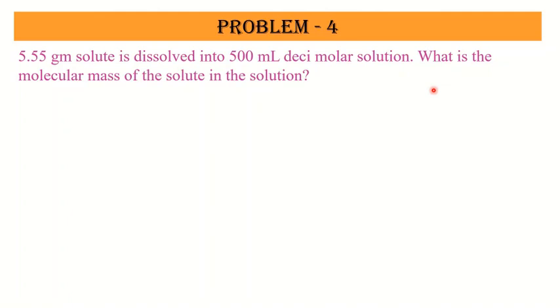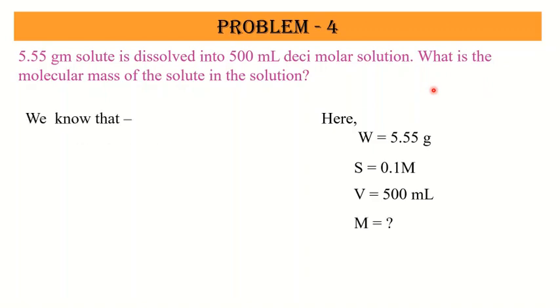5.55 gram solute is dissolved into 500 ml decimolar solution. What is the molecular mass of the solute in the solution? Here the amount of solute, the volume of solvent, and also the molarity of the solution is given. Just you have to find out the molecular mass of the solute, because the name of the solute is not given. Here W equals 5.55 gram, M equals what? Volume V equals 500 ml, and S decimolar, that means 0.1 M.